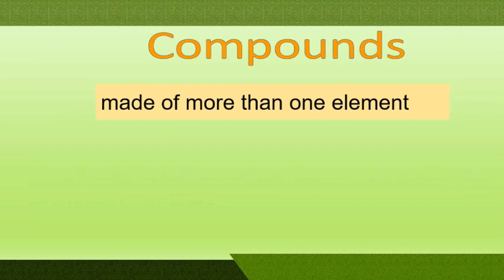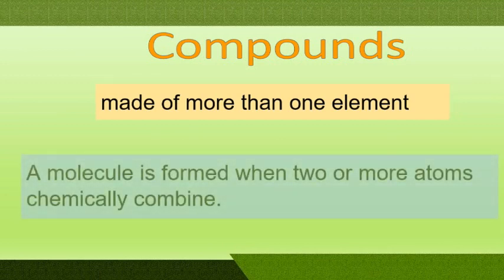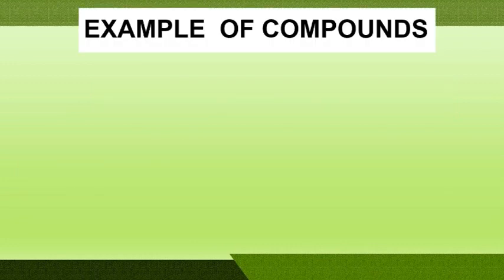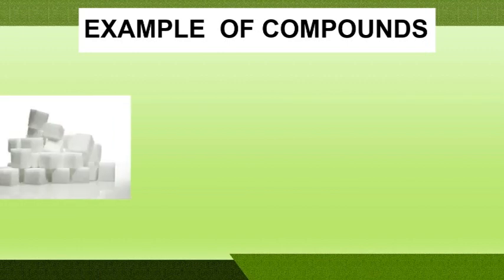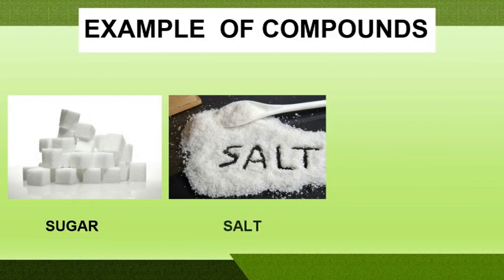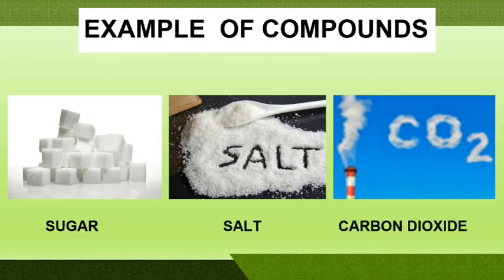Compounds are made of more than one element. It can be separated into elements. A molecule is formed when two or more atoms chemically combine. Examples of compounds are sugar, salt, and carbon dioxide.